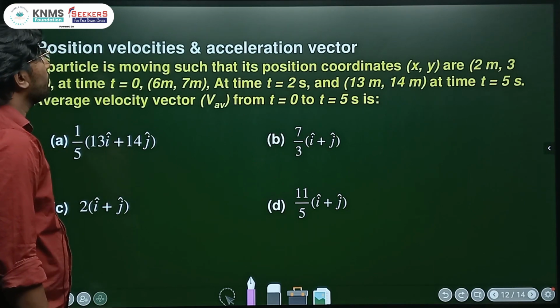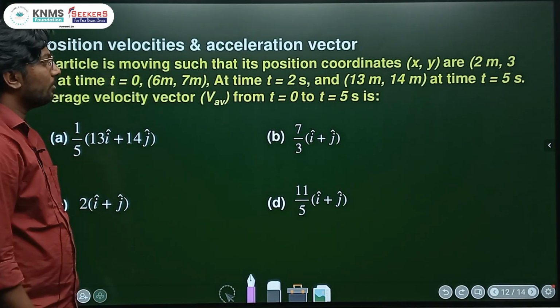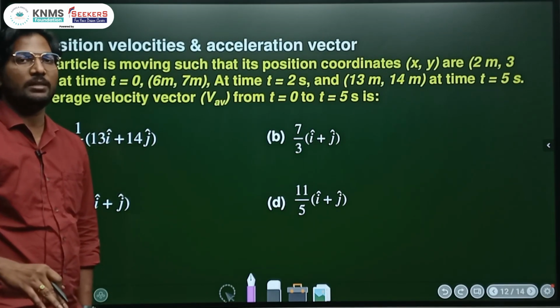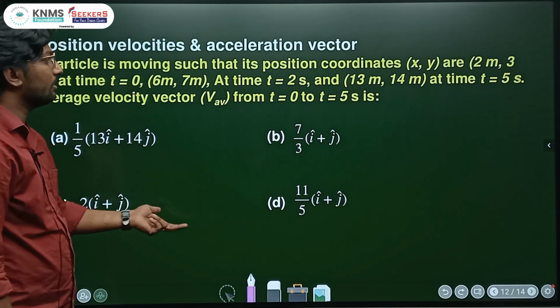Next, position, velocity and acceleration vector based concept. Now in this topic you need to know how to write velocity vectors, acceleration vectors and position vectors. If you know that, we can solve these questions quite easily.